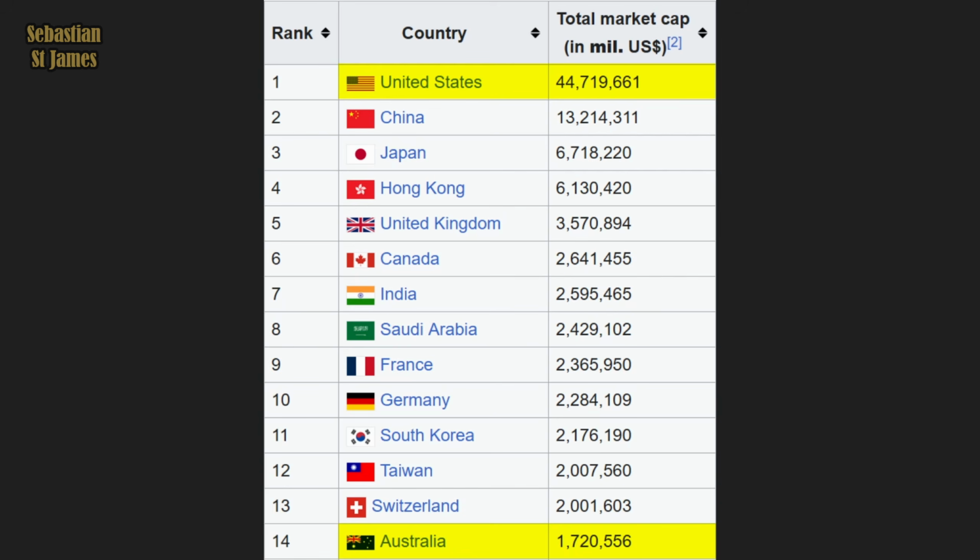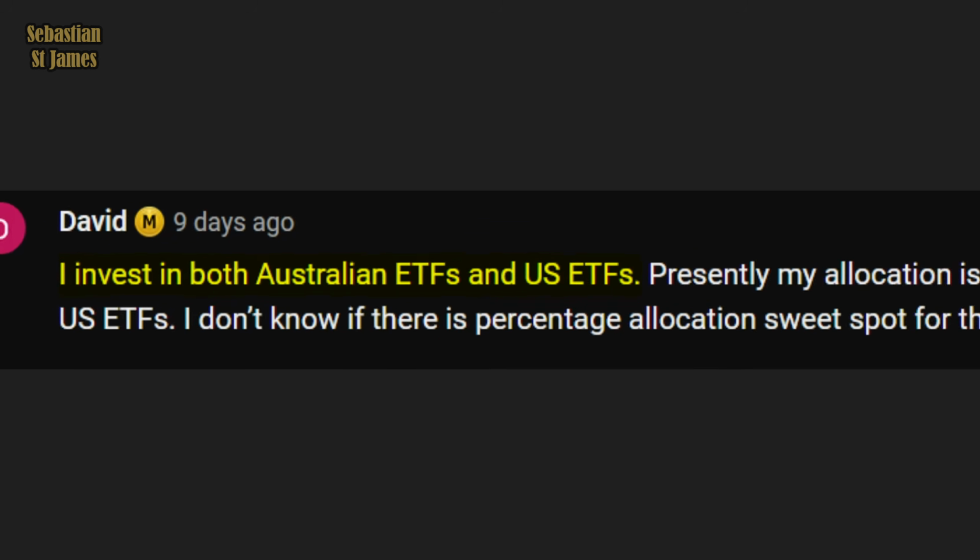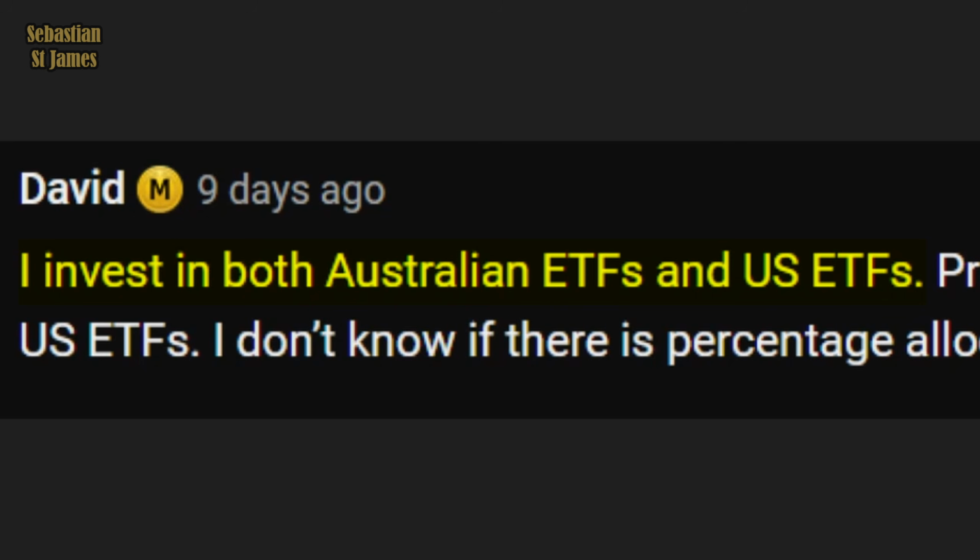So here it is. This is the entire world, or at least the first 14 countries. The United States is up the top with 44 trillion. China, Japan, Hong Kong, and at number 14 there is Australia at 1.7 trillion. Notice we have other countries to invest in as well. It's not just the US and Australia. But if I look at the question, nope, that's just what he's asked for, just these two countries.